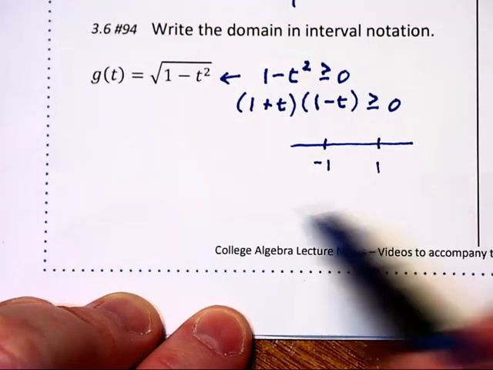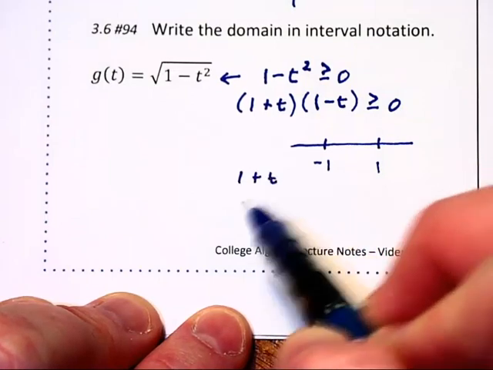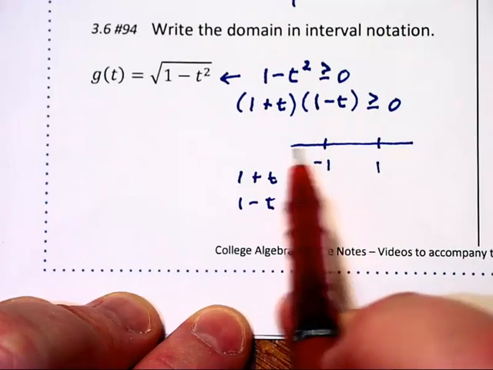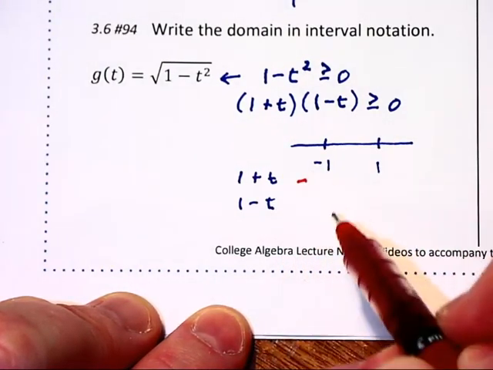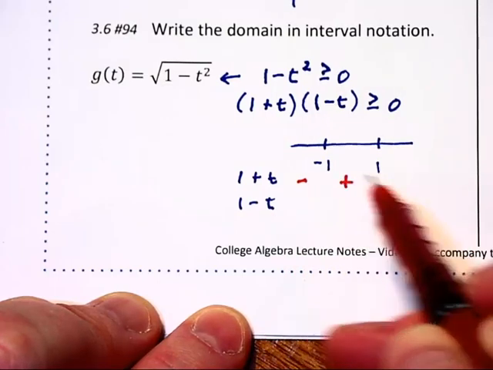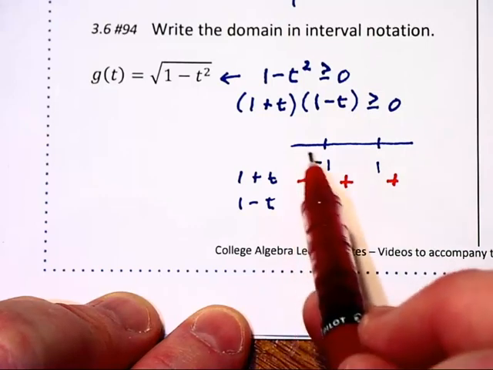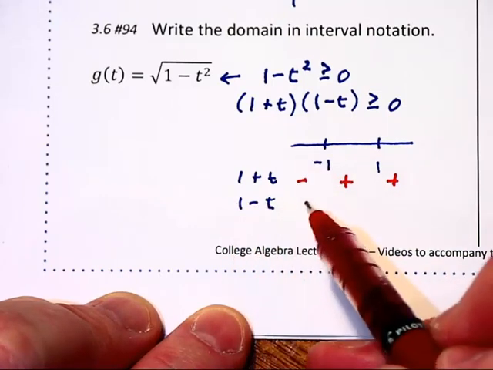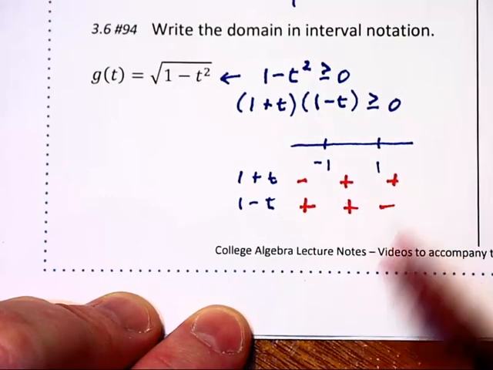When we substitute values, let's write this down here. We're going to have 1 plus t and 1 minus t. When we substitute values smaller than -1, we're going to have a negative off to the left, a positive in the center, and a positive to the right. When we substitute values to the left of -1, like -2, we'll have 1 minus a -2. We get +3, so that's positive. We're going to have positive in the center and a negative on the right.